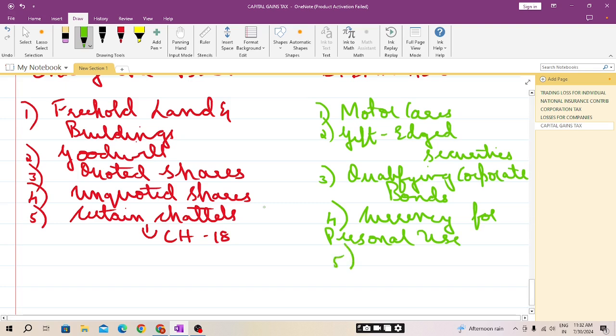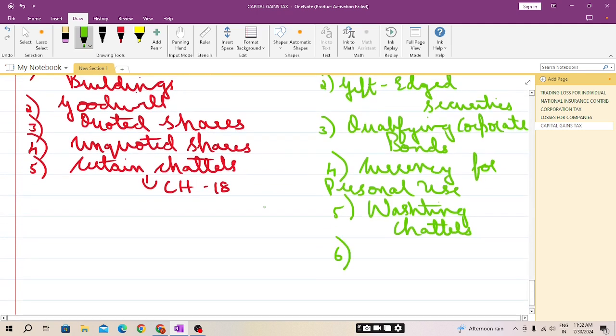Then we have seen certain types of assets. The certain types of assets will include wasting chattels. This will be covering, students, what the term wasting chattel means in our chapter number 18. Then the national savings certificates, national savings certificates are also exempt assets.